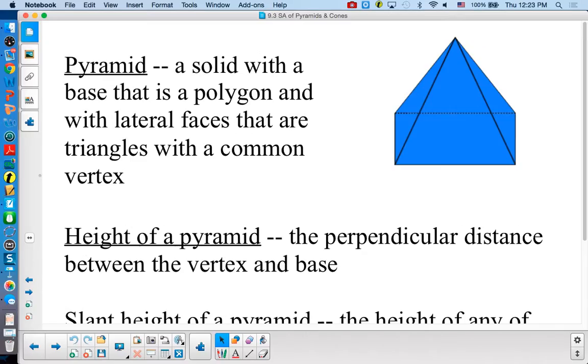So let me maybe back up. We talked about the pyramid. I guess we better get the definitions. A pyramid is a solid with a base that is a polygon, and its lateral faces are triangles. That's what I was asking you just a little bit ago. Lateral faces are triangles with a common vertex, so they all meet at one point.